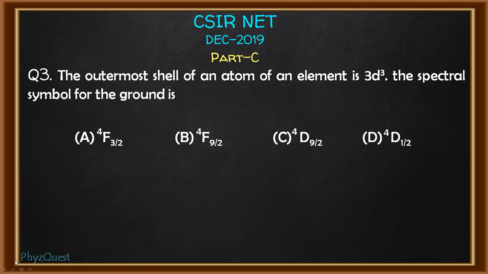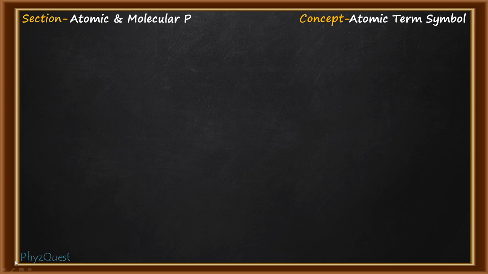The question is: the outermost shell of an atom of an element is 3d3. We need to find out the spectral symbol for the ground state. Four options are given and we need to choose the correct option. So let's get started. This question comes from the section Atomic and Molecular Physics, and the concept involved here is atomic term symbol.